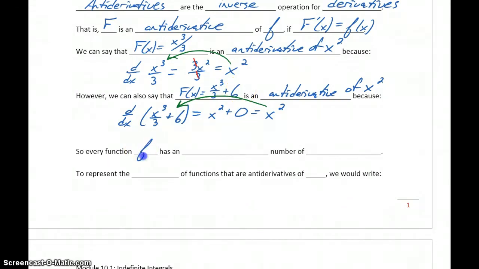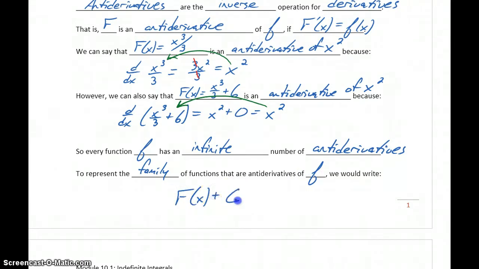So what we can say is that every function has an infinite number of antiderivatives. So x cubed over 3 plus 1, plus 2, plus 3, plus 4, plus 5. I can keep changing this constant that I'm adding on. When I take the derivative, I'll always get to x squared. So what we do is represent the entire family of functions that are antiderivatives of f by writing capital F of x plus some constant c.